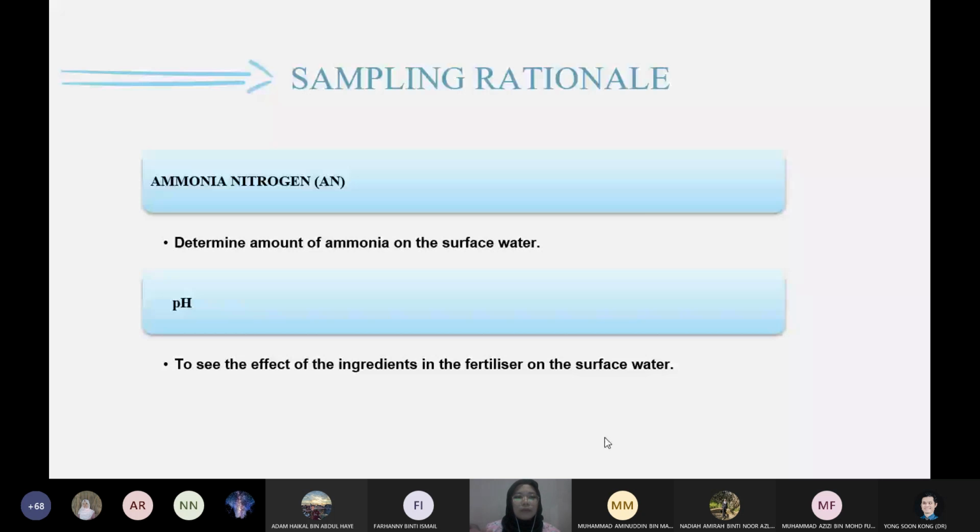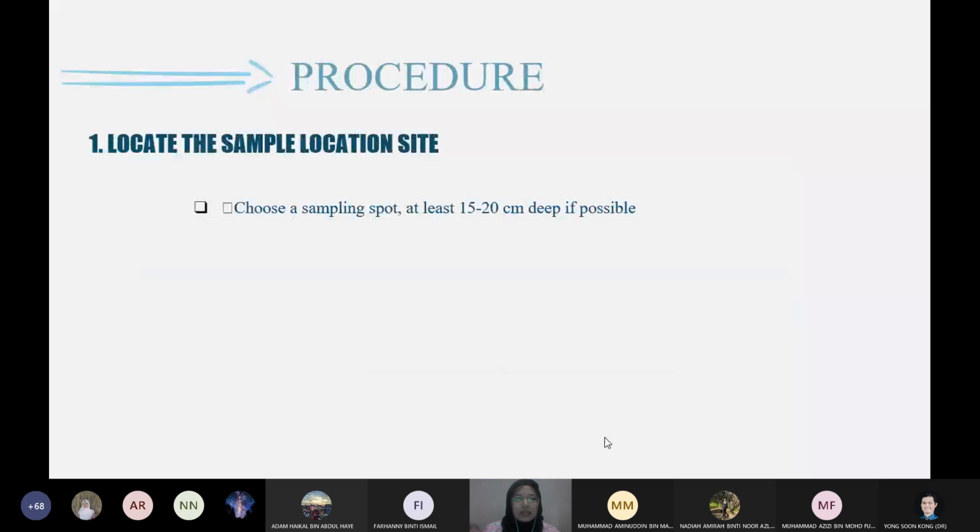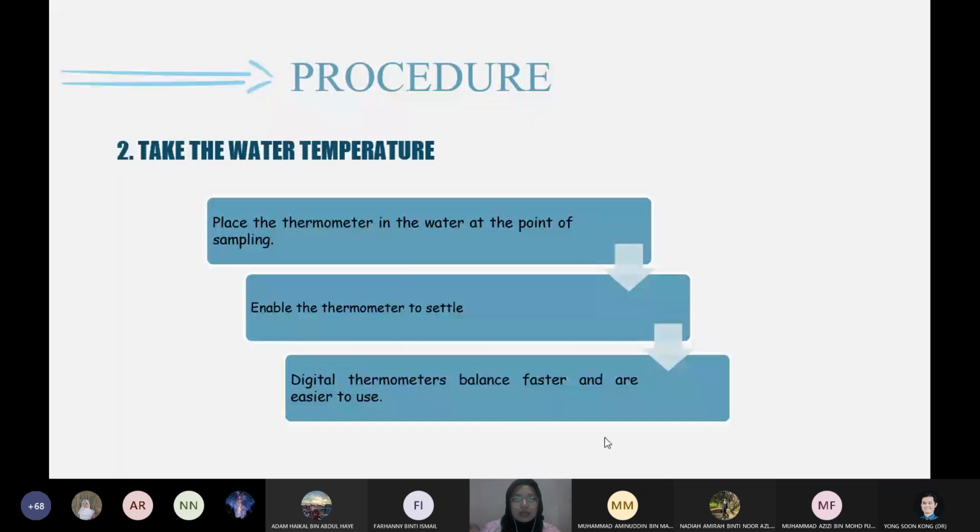So, alright, moving on to the procedure in surface water sampling. Firstly, sample collection must be located. Choose a sampling spot of at least 15 to 20 centimeter deep if possible, where you can reach it from a solid spot on the bank of the river or from a large rock. It is advisable to approach the location of the sampling from downstream if necessary.